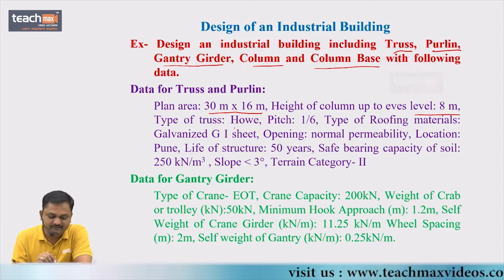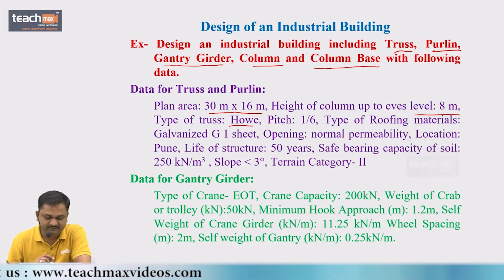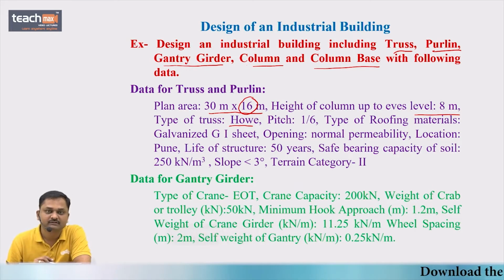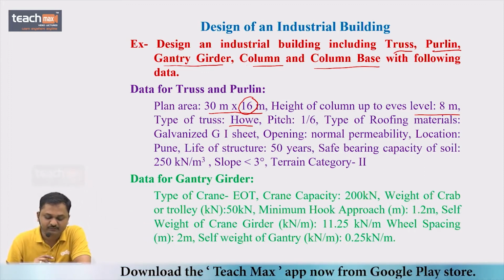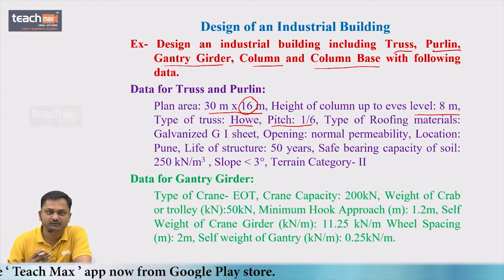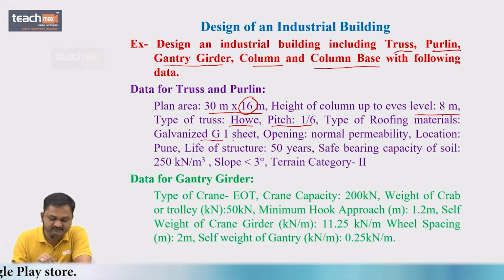Then type of truss is the choice of the designer actually. So Howe truss is considered. Pratt, Howe or Fink truss is generally provided for the shorter span. The shorter span of the industrial building is actually the span of the truss. So Howe truss is provided. Pitch is also assumed; we know it depends on the type of roofing material. GI sheets are used here, so based on that only we decide the pitch.